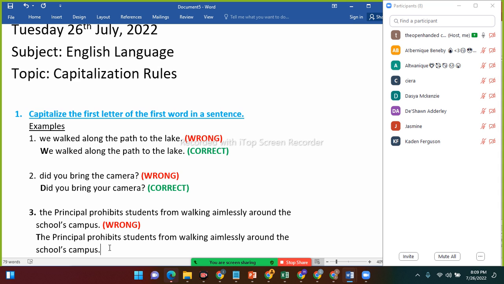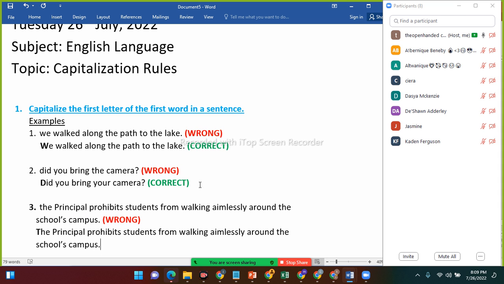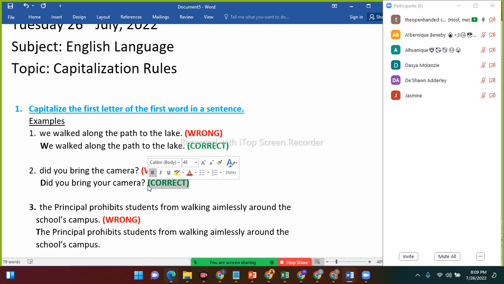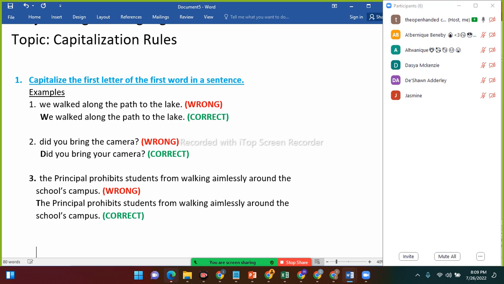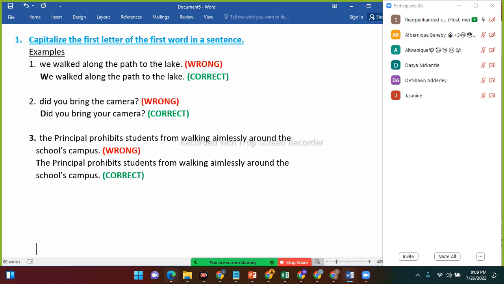Okay, just those three examples I'm going to give, because I know that you all are writing, and I don't want to give too many examples. It's a lot of notes. So the first rule is you want to capitalize the first letter of the first word in the sentence. Let me go to rule number 2.